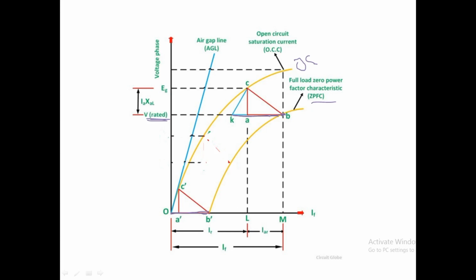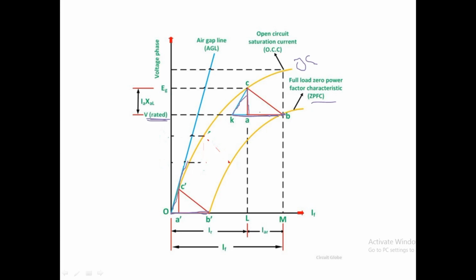Now draw a line KC parallel to the air gap line. The air gap line is this one; the air gap line is tangent to the OCC. You know this. So you draw the line KC parallel to this air gap line, and it meets the OCC. Now you have obtained this KC, and you draw a perpendicular from this point C down to meet the line BK at A.